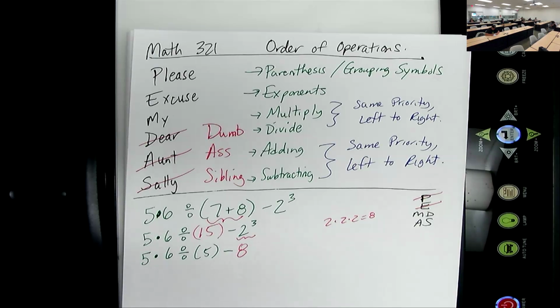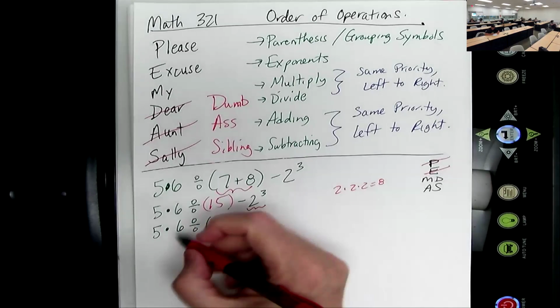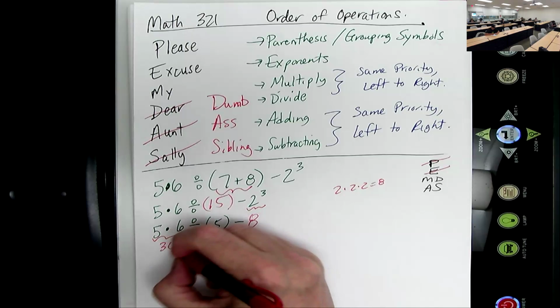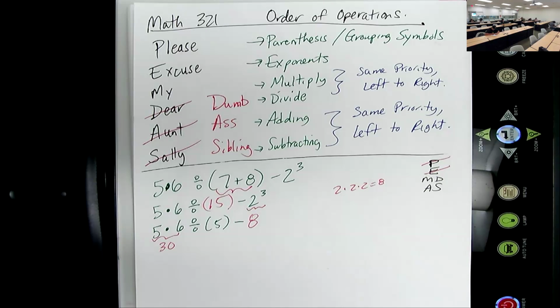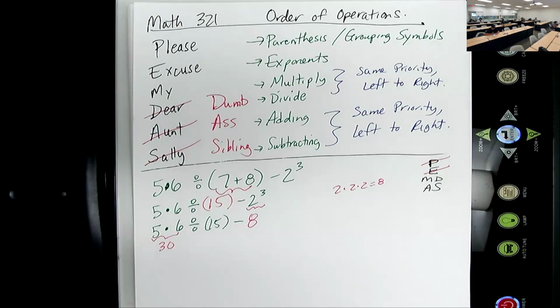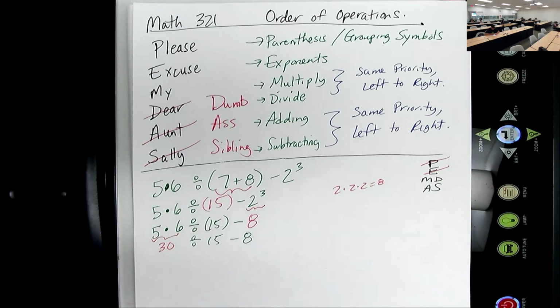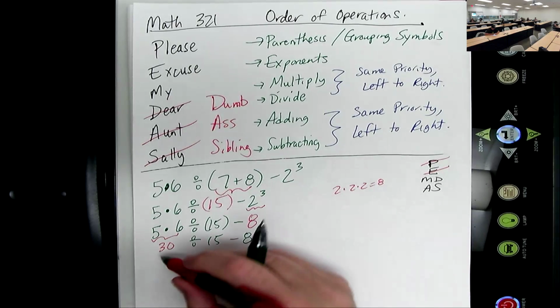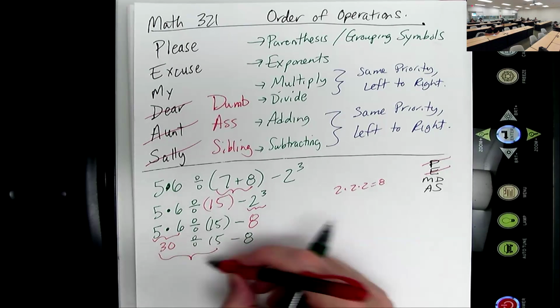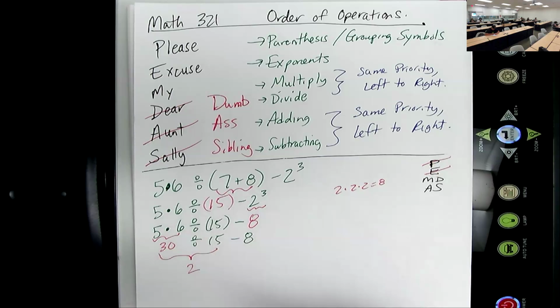Now we got multiplication and division. We're gonna go left to right. The first operation is 5 times 6. That's 30. Oh, that should have a 15 there. And we're not done with the multiplication and division step, so we'll do that. 30 divided by 15 is 2.